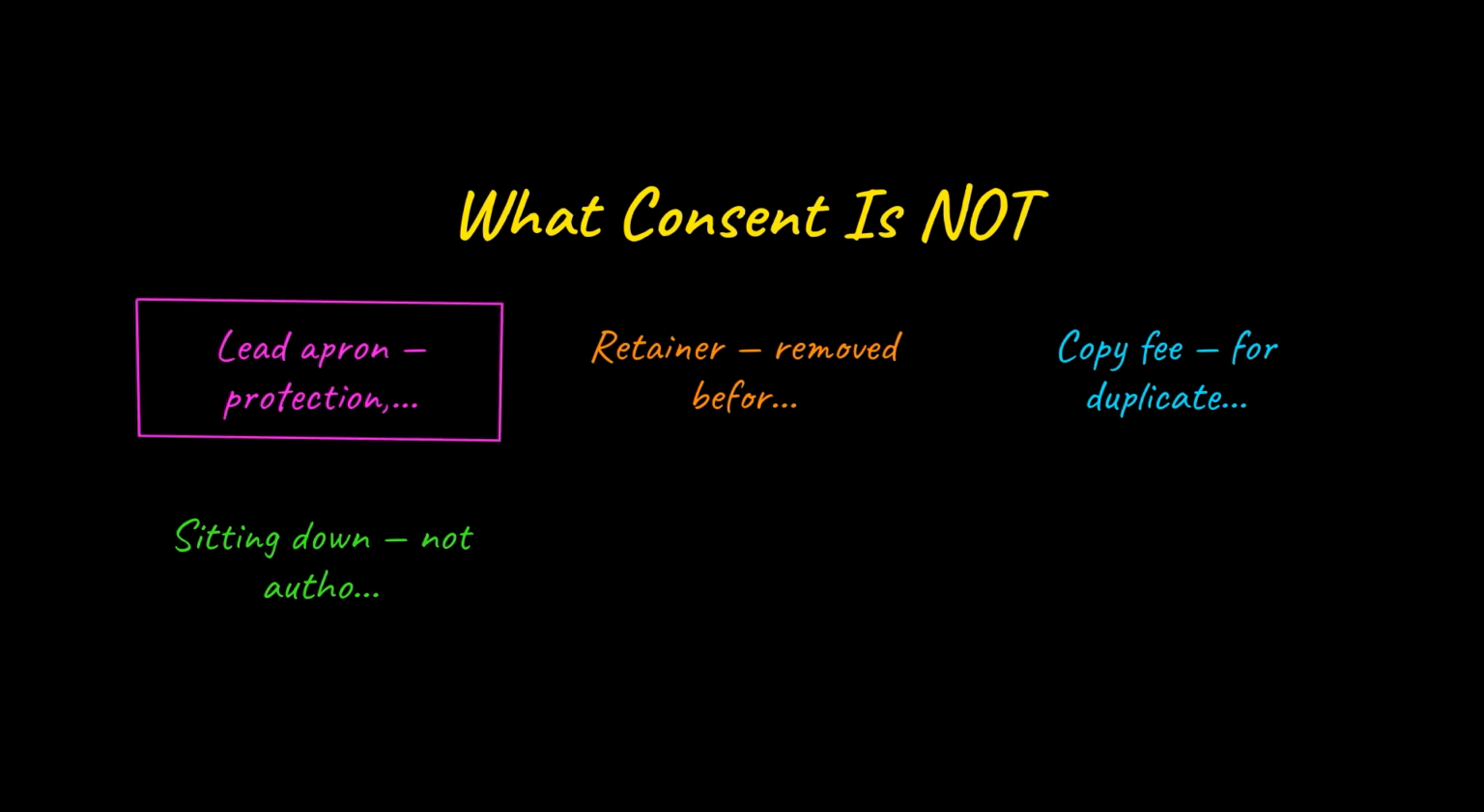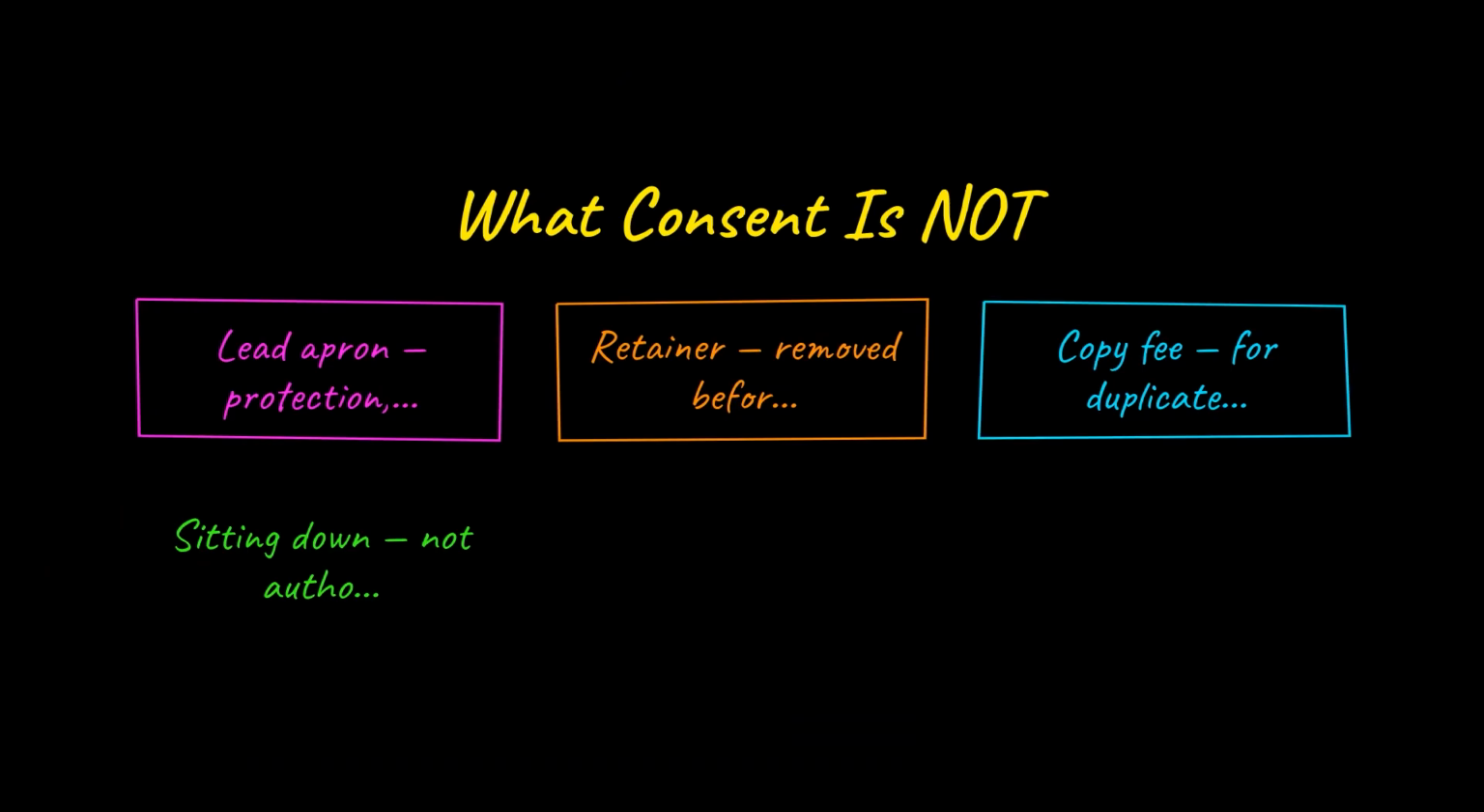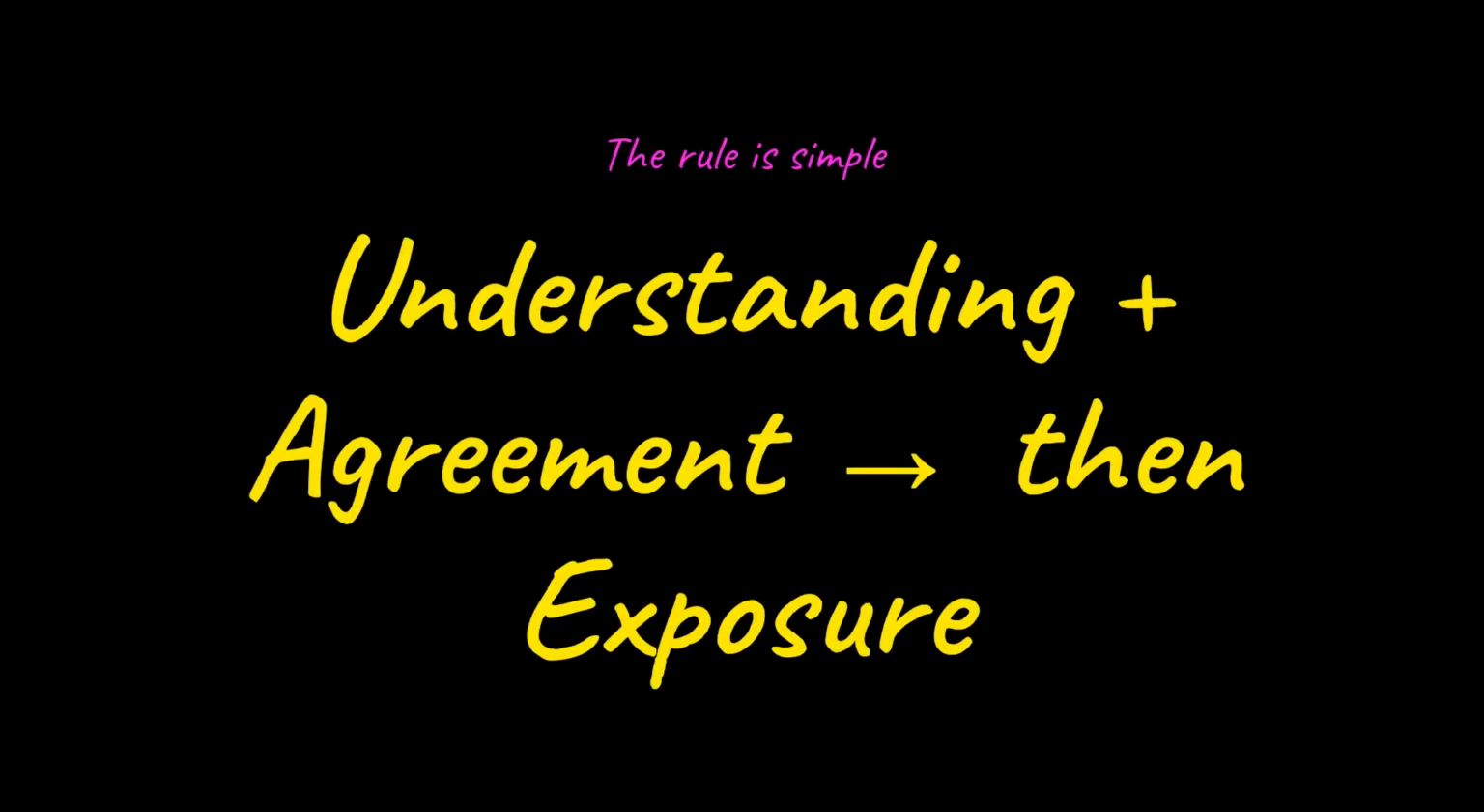Exam questions often substitute unrelated clinical items for consent itself. The lead apron protects but does not permit. A retainer is an appliance that gets removed. A copy fee applies to duplicate records. None of these is the authorization being sought. When an exam stem asks what the patient must provide before imaging begins, the answer is informed consent. Voluntary agreement after full explanation. Shielding, appliances, and paperwork are not that agreement. Consent always comes first.